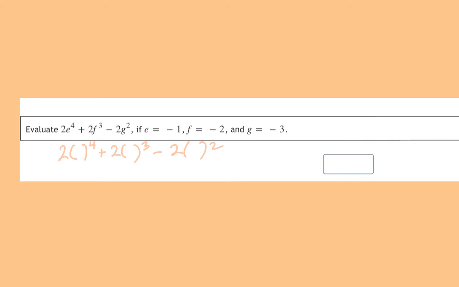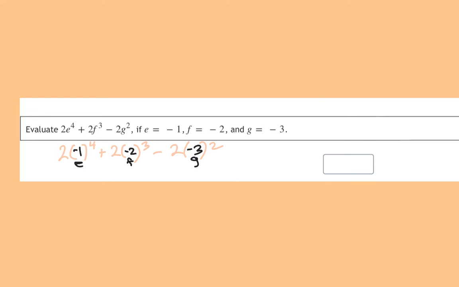And then, just to help prevent myself from making any minor errors, I'm going to go ahead and put the letter or the variable underneath each one, so I'm sure to put in the right value. So the E had a -1 value, the F had a -2 value, and the G had a -3 value.